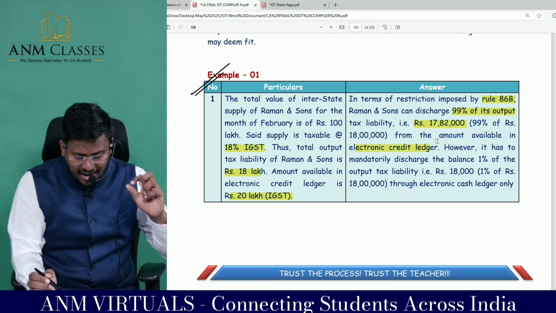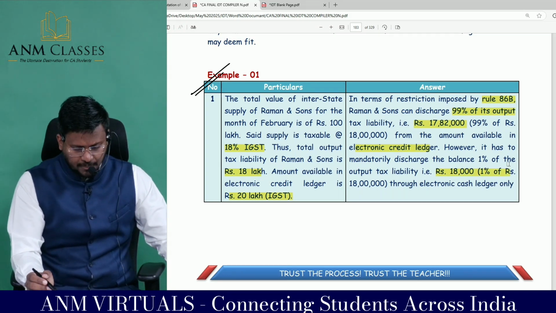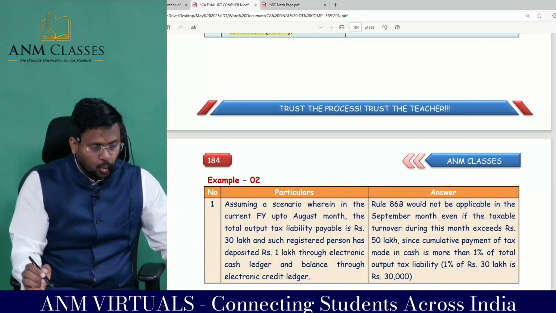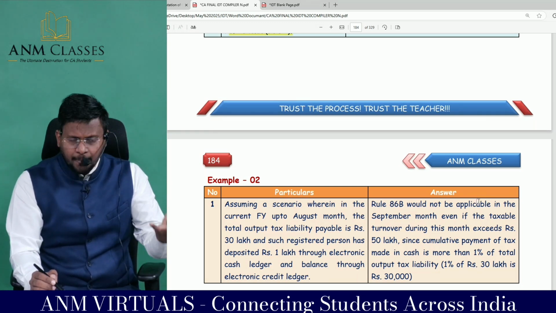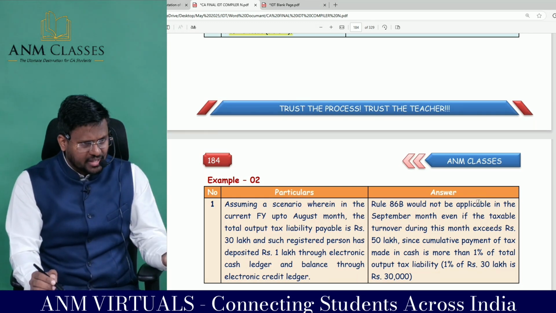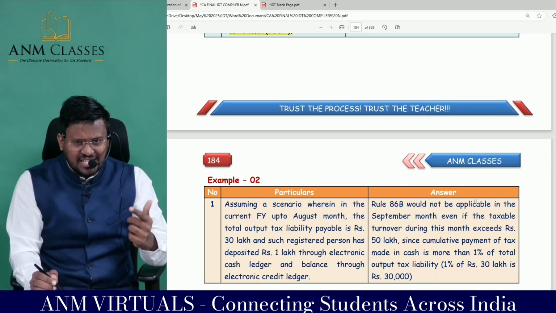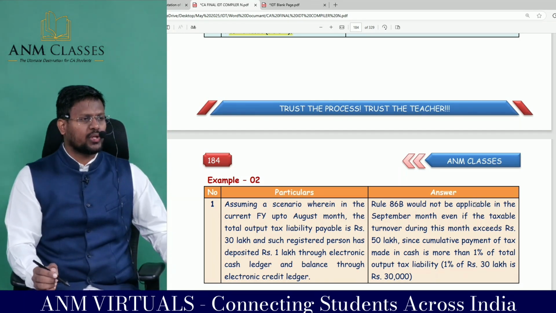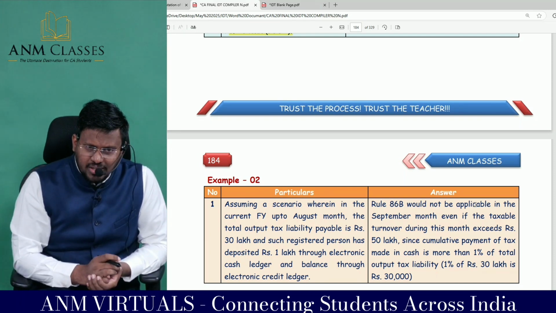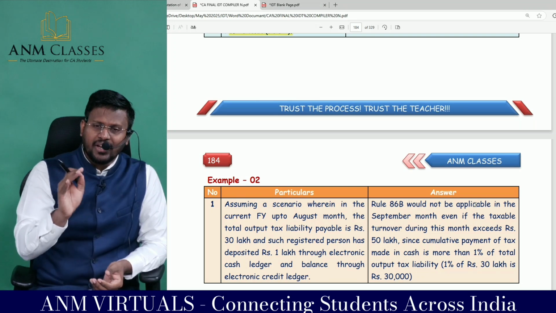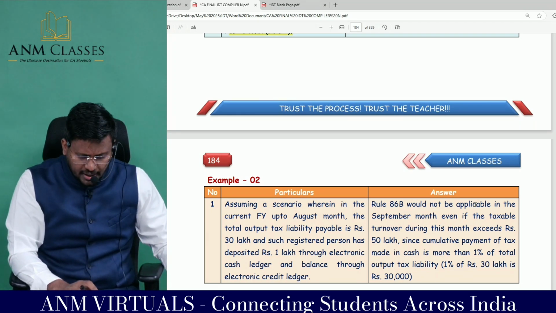However, it has to mandatorily discharge the balance 1% of the output tax liability, which comes to how much rupees? Through the electronic cash ledger only. That means you have to see what your output tax liability is, multiply by 99%. That amount can be discharged through electronic credit ledger and the balance has to be mandatorily discharged through the electronic cash ledger. But if you are falling in the 5 exceptions, my dear lovable students, then no need to restrict to 99%. You can enjoy 100% if the balance is available in the electronic credit ledger.